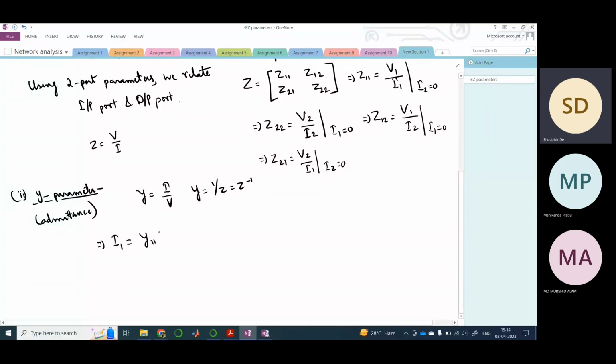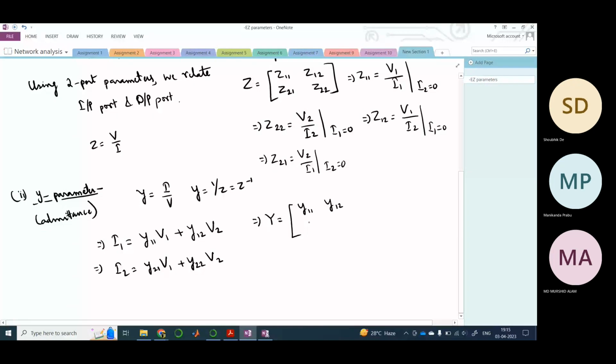So this will be I1 equals Y11 V1 plus Y12 V2, and the second one would be I2 equals Y21 V1 plus Y22 V2. This capital Y, the admittance matrix, would be this thing. In the same way, you can also derive the parameters. So Y11 would be I1 by V1 when V2 is 0.